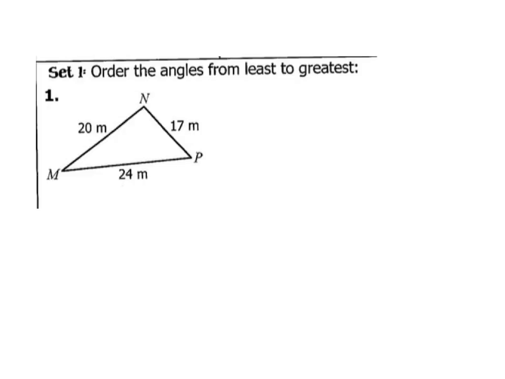All right, so set one, number 1, we want to order the angles from least to greatest. So first of all, we recognize that we're ordering them from least to greatest, and what we want to do is look for the shortest side because that's going to tell us the smallest angle. So the shortest side is NP at 17, and the angle opposite that would be M. So angle M is the smallest.